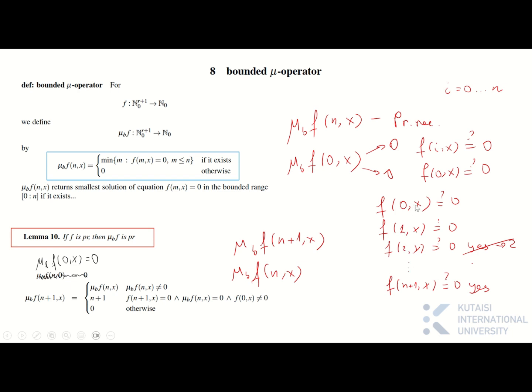So if the solution was not found before, you returned 0, but because you did not find the solution, not because it was done on the 0 step. So mu bfnx equals 0 means that the solution was not found before. It was found at the n plus 1 stage. The solution was not found before, and f0x is non-zero, meaning that you didn't get 0 because on the first step you got 0. So because there were two options here, you have to specify that at f0x you did not find a solution.